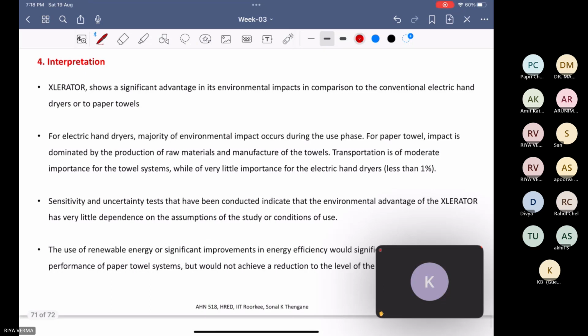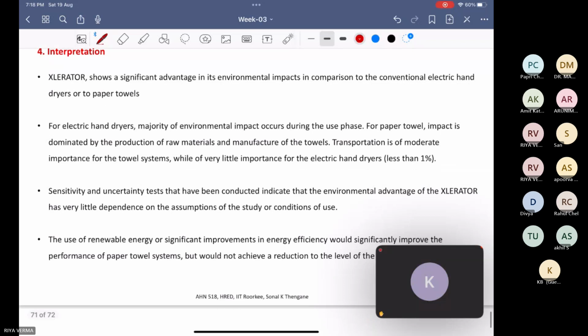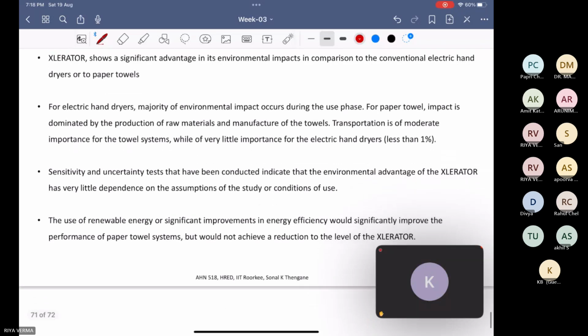For electric hand dryers, majority of the environmental impact occurs during the use phase. For paper towel, impact is dominated by the production of raw materials and manufacture of the towels. Transportation is of moderate importance for the towel systems, while of very little importance for the electric hand dryers.